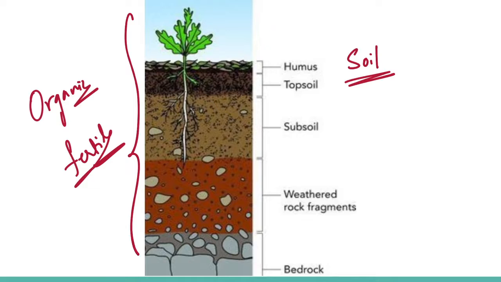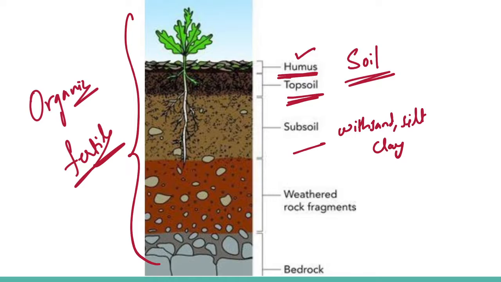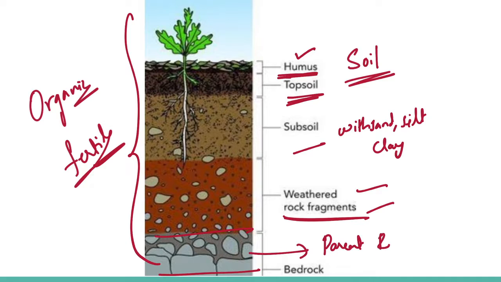The picture clearly shows us the profile of a soil. The topmost layer of the soil is covered with humus, and next below the humus there is a topsoil and subsoil along with the sand, silt and clay. And below the subsoil, there are weathered rock fragments or rock materials. And below the weathered fragments, you can see the bedrock. This bedrock is also called as parent rock.